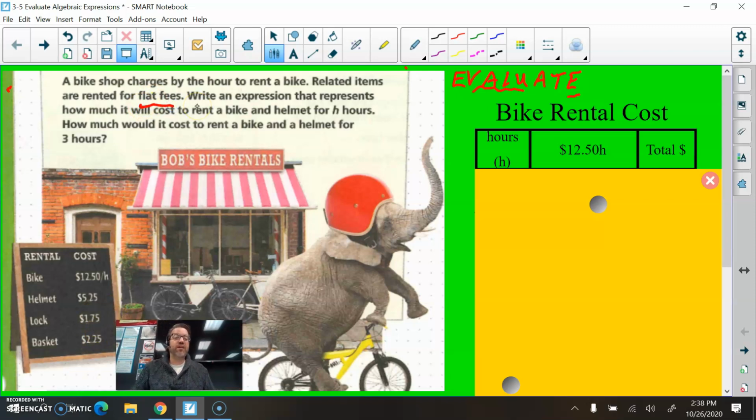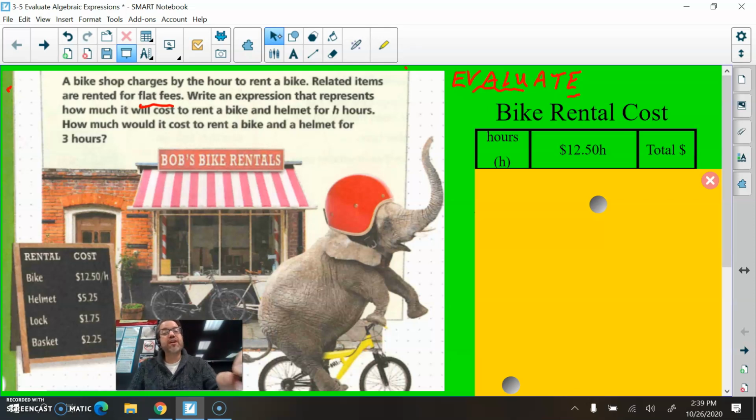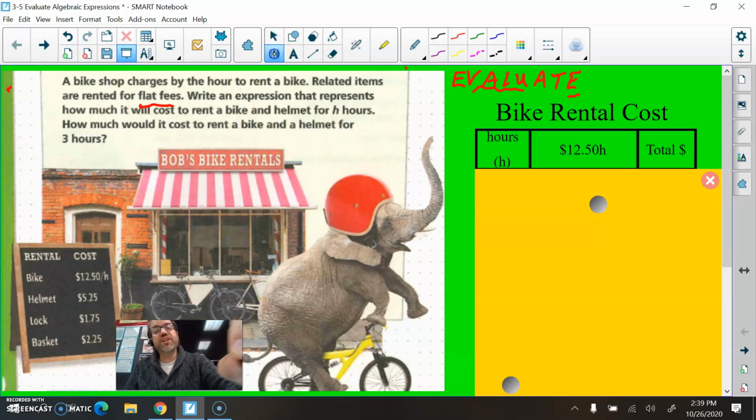That's what flat fees are. That means you're not paying for that helmet $5.25 for 1 hour, double that for 2 hours, triple for 3. No, you just pay $5.25. You can wear the helmet the entire time you're out on the bike. Okay? It's the bike where you're paying $12.50 per hour. So what will be the total cost if you rent the bike for different numbers of hours? Well, it will change.